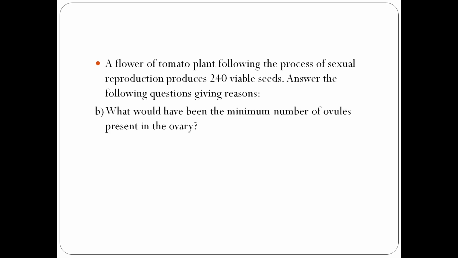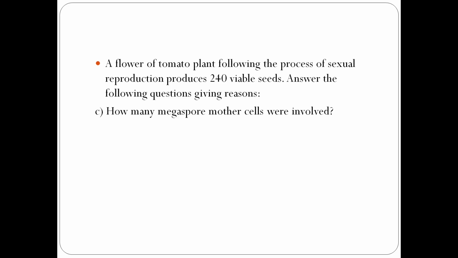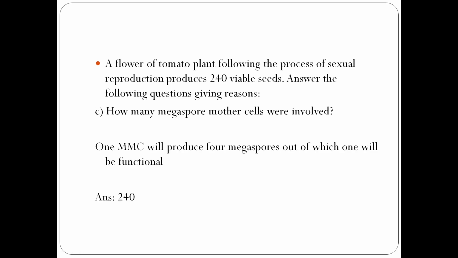Similarly, what would have been the minimum number of ovules present in the ovary? It's similar to the pollen grains only. So one ovule after fertilization produces one seed. So since we have 240 viable seeds, 240 ovules should be the minimum number to produce 240 seeds. How many megaspore mother cells were involved? One megaspore mother cell will produce 4 megaspores, out of which one will be functional. That means one megaspore mother cell will produce only one functional megaspore. Okay, so we want 240. So the answer is 240 megaspore mother cells.